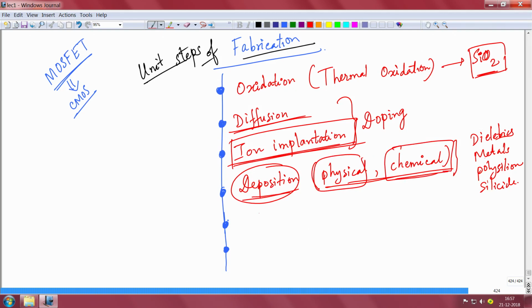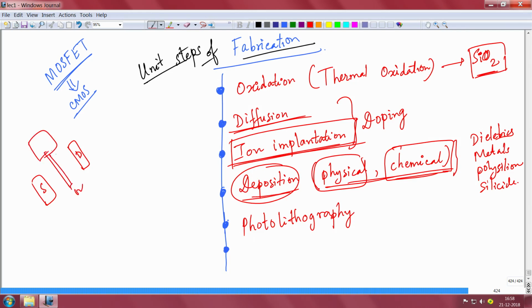Then there is the technique called photolithography, which is the most basic and most crucial. Photolithography is essentially transferring the pattern. You have the source, drain and gate. I am talking about the top view: source, drain, and the gate finger will come like that, right. This is the gate, for example, and this is a device isolation. You need to transfer this pattern to the silicon substrate from the mask where you are writing. You have a mask, which is a chrome glass, for example.